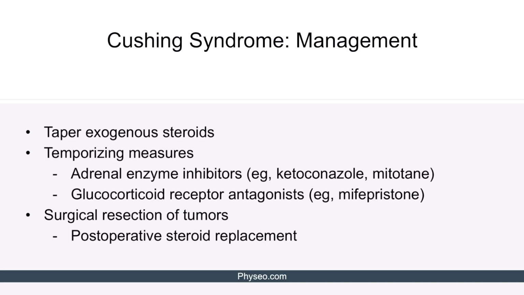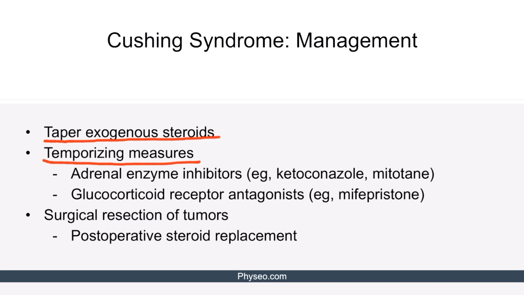If Cushing syndrome is caused by chronic intake of exogenous steroids, management involves tapering steroids where possible. In other cases, management depends on the exact etiology, but usually begins with temporizing measures to control the condition prior to definitive treatment. For example, clinicians may use adrenal enzyme inhibitors such as ketoconazole or metyrapone, or glucocorticoid receptor antagonists such as mifepristone, in order to mitigate most of the effects of elevated levels of serum cortisol.